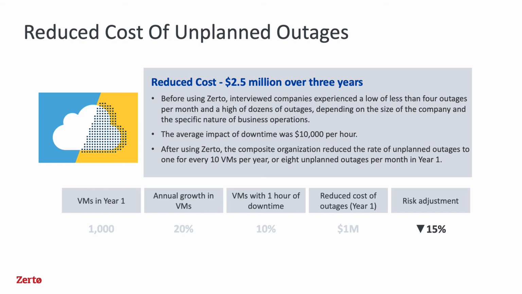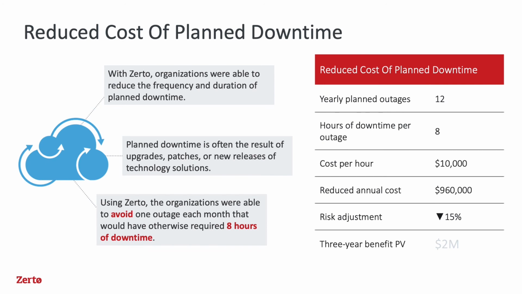But what about the planned downtime that we had spoken about previously? And just to refresh a bit, planned downtime is often the result of upgrades, patches, or new releases of tech solutions, modernizations, and even migrations. And for organizations, it's critical to have a lot of these initiatives to remain competitive. Now, with Zerto, organizations were able to reduce both the frequency and the duration of planned downtime. What this meant is that with Zerto, you had a reduced annual cost of over $960,000 and a risk adjustment of 15%. So these organizations would have otherwise required 8 hours of downtime each month.